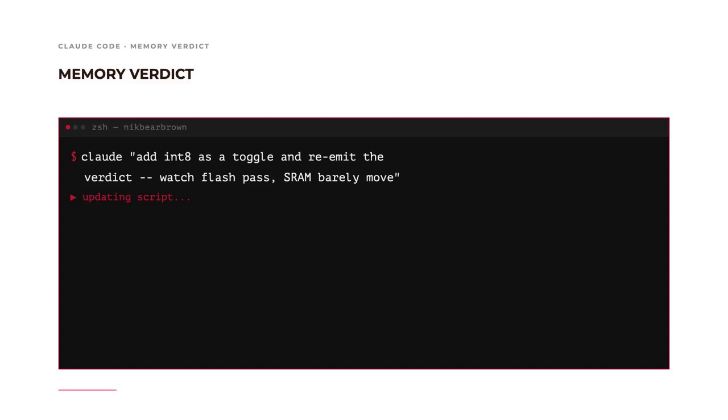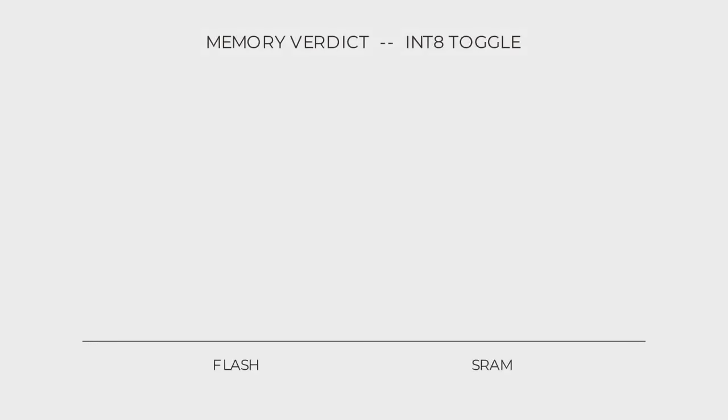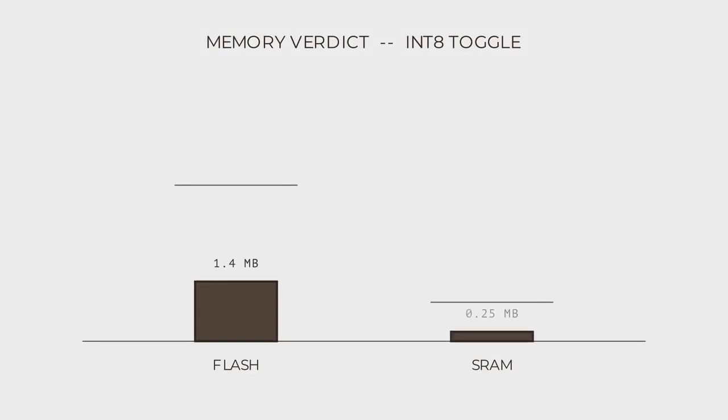Iterate, Claude, add int8 as a toggle and re-emit the verdict. Watch flash pass, SRAM barely move. Rerun. int8 toggle. Flash drops to 1.4 megabytes, now under the 4 megabyte ceiling. Ink. SRAM barely moves, down to 0.25 megabytes, still fine. The verdict flips from flash fail to flash pass. SRAM was never the problem. int8 fixed the one that was.